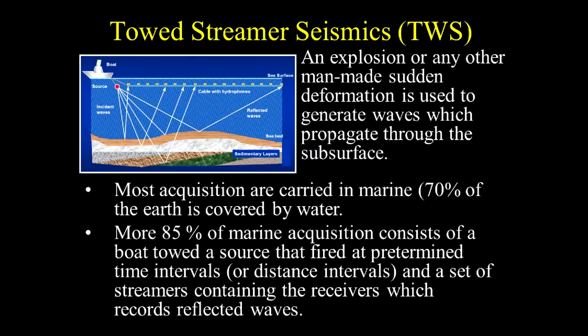An explosion or any other man-made sudden deformation is used to generate waves which propagate through the subsurface. These are called towed streamer seismics, or TWS. Most acquisitions are carried out in marine settings simply because 71% of the Earth is covered by water. More than 85% of marine acquisition consists of a boat towing a source that is fired at predetermined time intervals or distance intervals, and a set of streamers, or cables, containing the receivers, which record reflected waves.